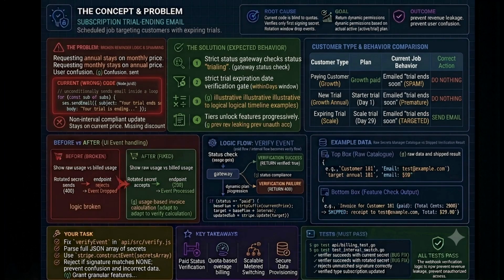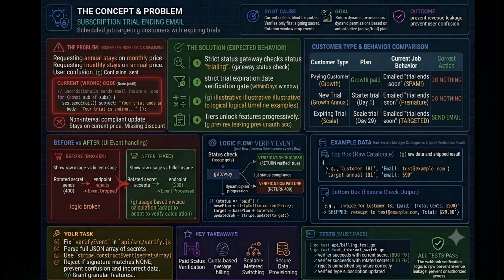Right now, our scheduled trial reminder job is currently spamming customers. Instead of only targeting accounts with expiring trials, it loops through every subscription in the system. This means fully paying customers, as well as users whose trials don't expire for weeks, are incorrectly receiving an alarming "your trial ends soon" email.